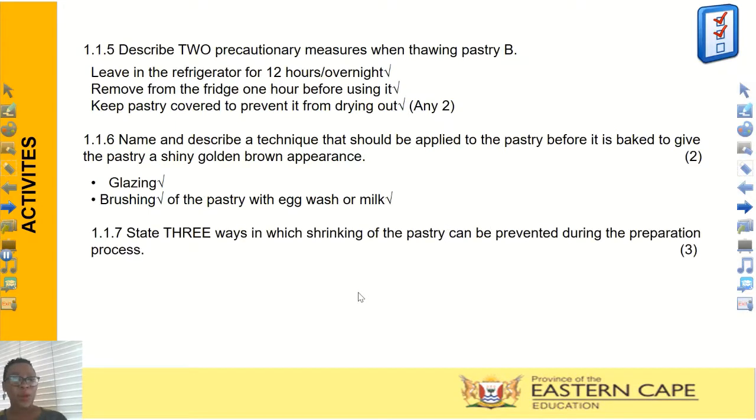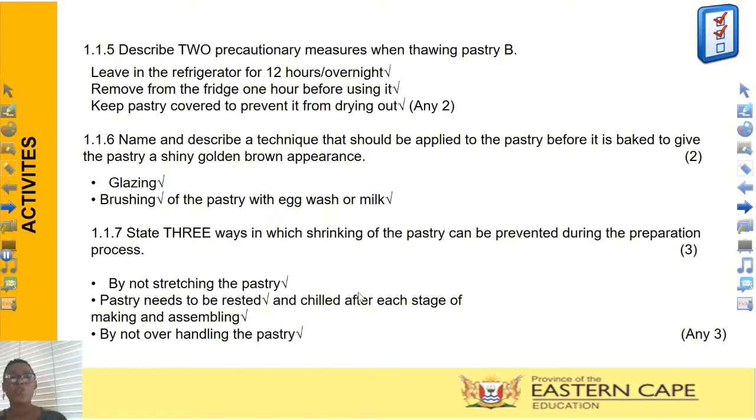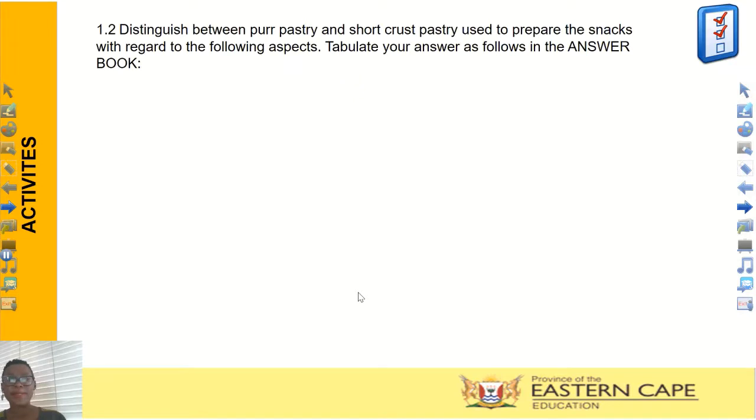Then state three ways in which the shrinking of the pastry can be prevented during the preparation process. How can you prevent shrinking? Three ways. You would say by not stretching the pastry, by making sure that the pastry is rested and chilled after each stage of making and assembling, and by not over handling the pastry. Okay?